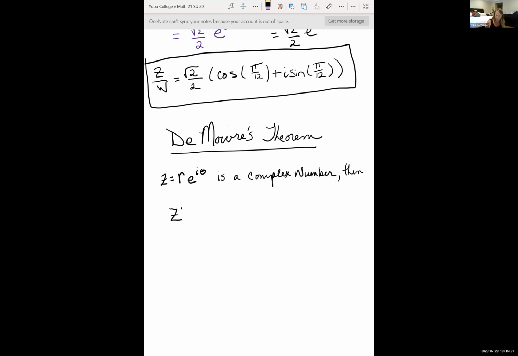this is going to equal r raised to the nth power, e raised to the, well, if you have an exponential piece, a power raised to a power is multiplication. So if I raise this e to the i theta, and that's all raised to the nth power, then that's just going to be multiplied. So it's going to give us i times n theta.